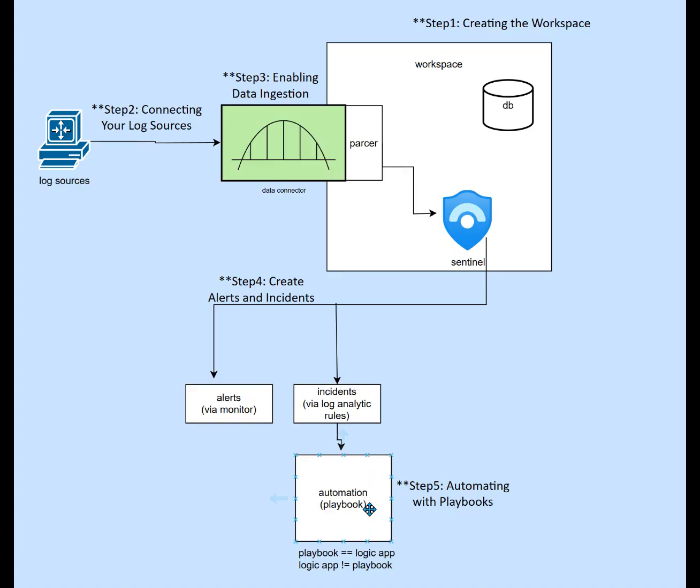Step number 5, automating with playbooks. Once incidents are identified, it's time to automate their handling using playbooks. In Azure, playbooks are powered by Logic Apps, which streamline workflows and responses to incidents. Keep in mind that while all playbooks are Logic Apps, not all Logic Apps are playbooks. Logic Apps can also be used for general purpose business process automation. So this workflow gives you a structured way to approach Azure Sentinel from setup to automation.